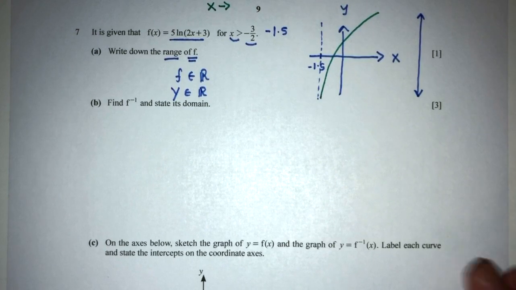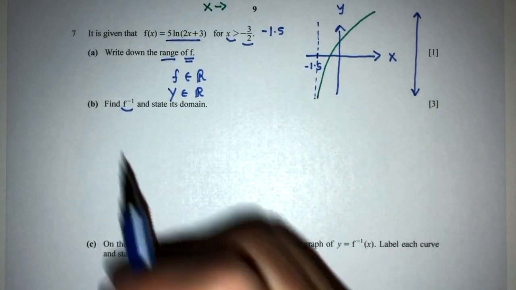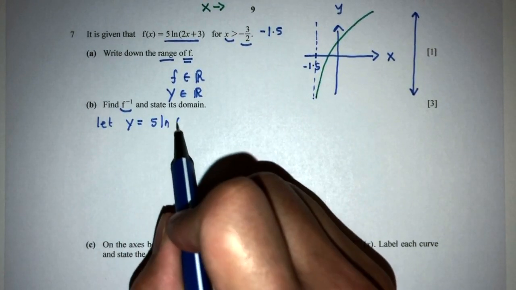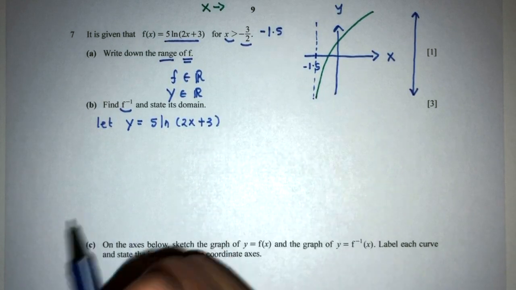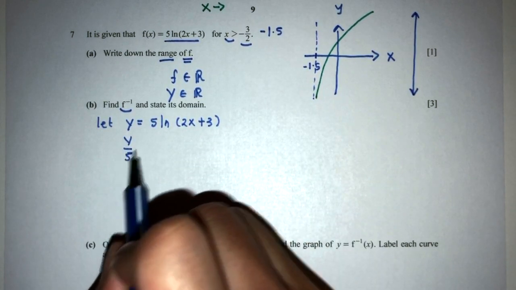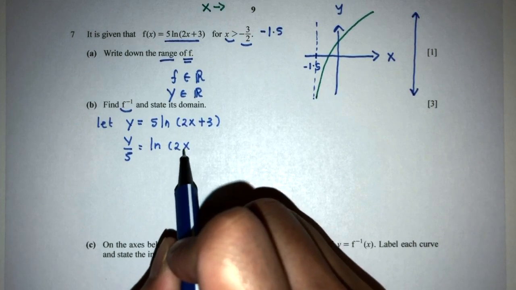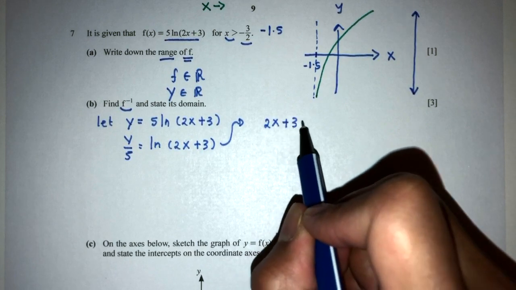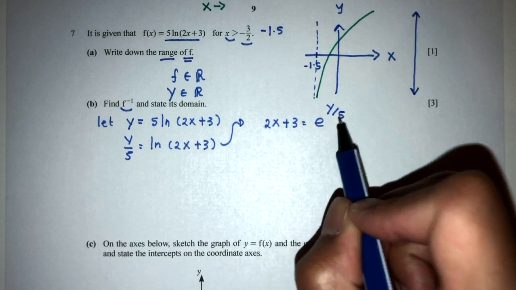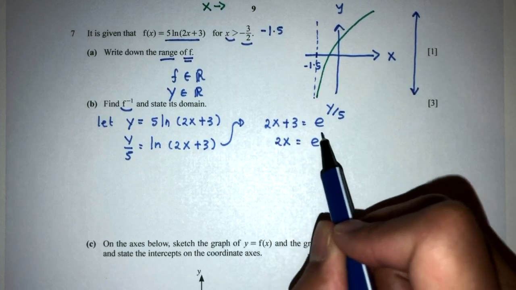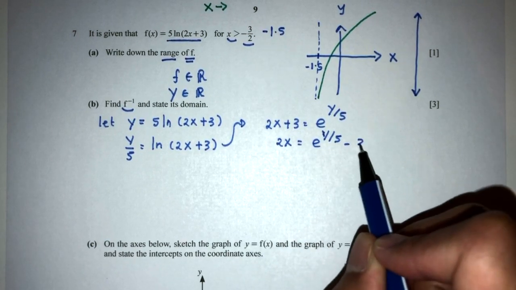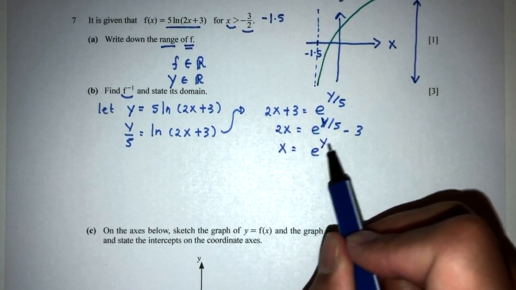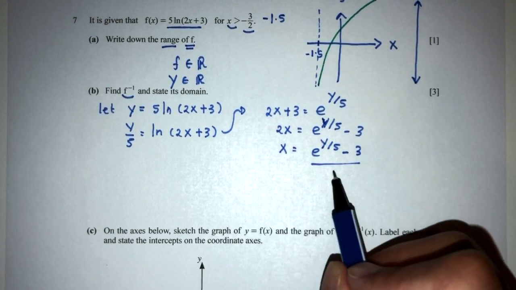Now for part B, we have to find f inverse and state its domain. So for f inverse, the first step is to let y equal to f of x, 5 ln of 2x plus 3. Divided by 5, you have y over 5, that will be ln of 2x plus 3. So simplify, 2x plus 3 has to be exponential y over 5. 2x will be exponential y over 5 minus 3. And finally, x will be exponential y over 5 minus 3, divided by 2.